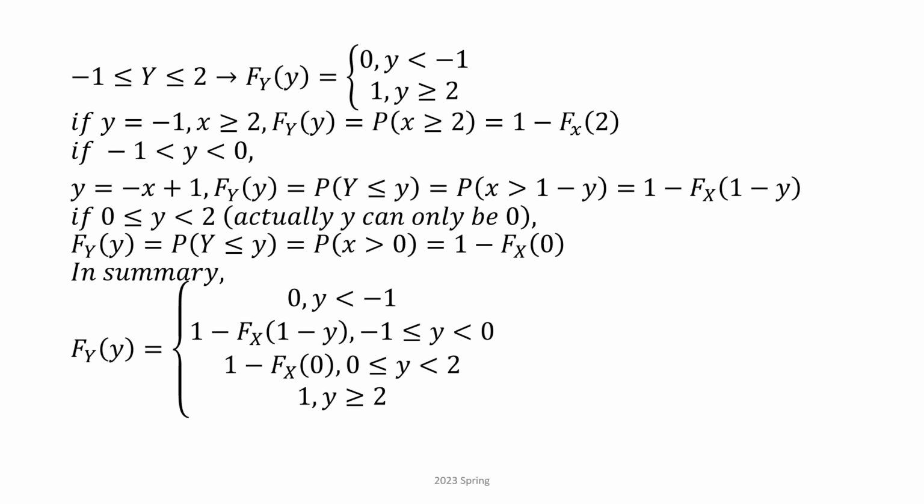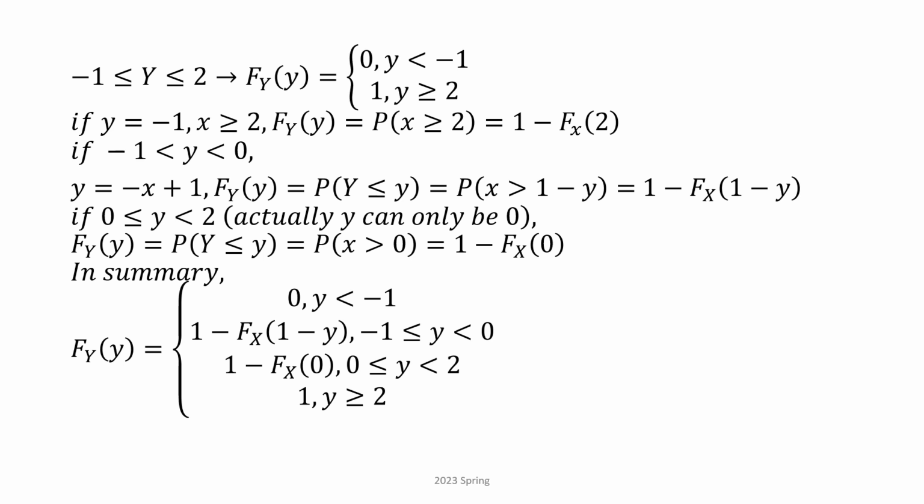If y is greater than or equal to 0 and less than 2, actually y can only be 0, so big Fy will be only one sum, and it equals the probability of Y less than or equal to y, and it equals the probability of x greater than 0, and it equals 1 minus big Fx(0).